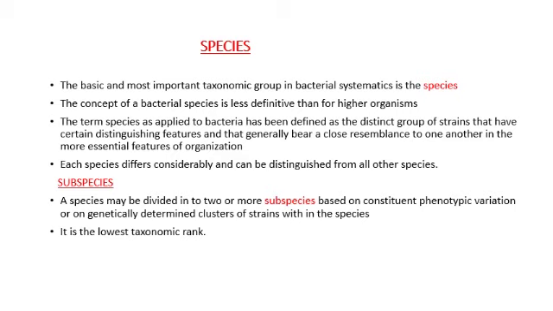And another term is the subspecies. What is subspecies? A species may be further divided into 2 or more subspecies based on the phenotypic variation or the genetic differentiation. And the subspecies is the very lowest taxonomic rank. This is about the species.